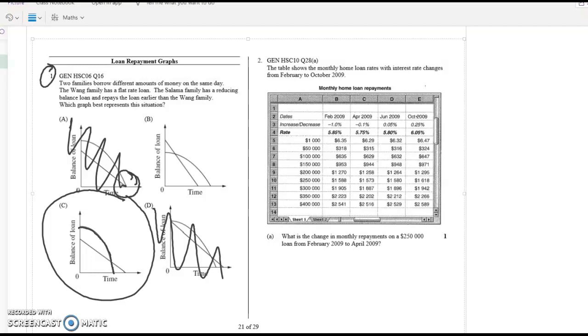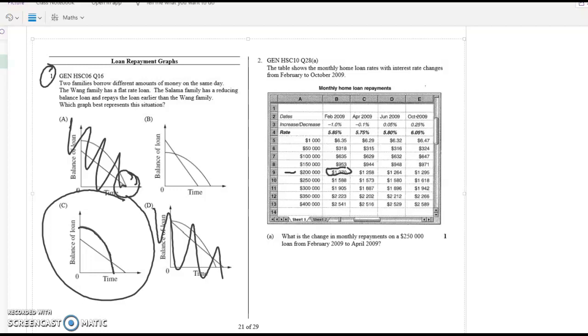And so if you've borrowed 200,000, let's just say, then you would be paying $1,270. Okay, so let's have a look at part A.